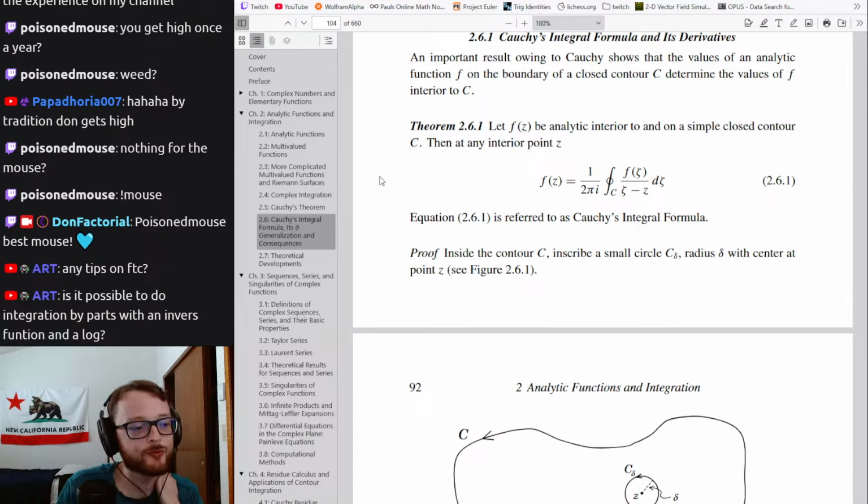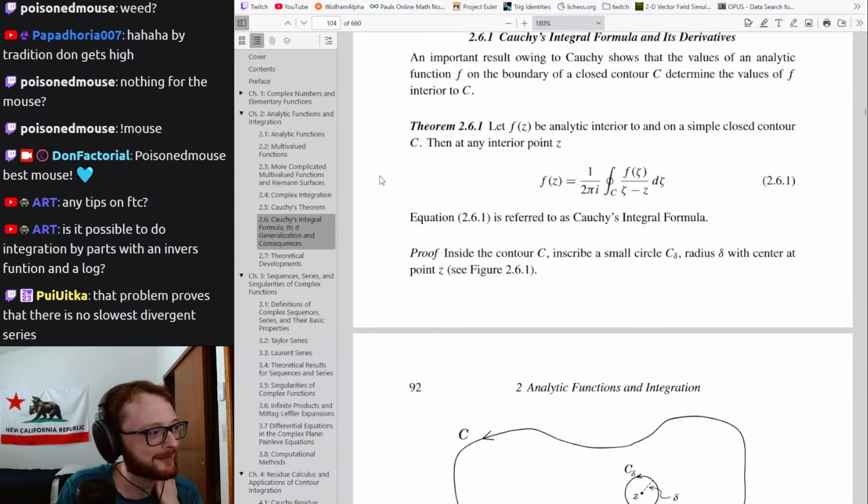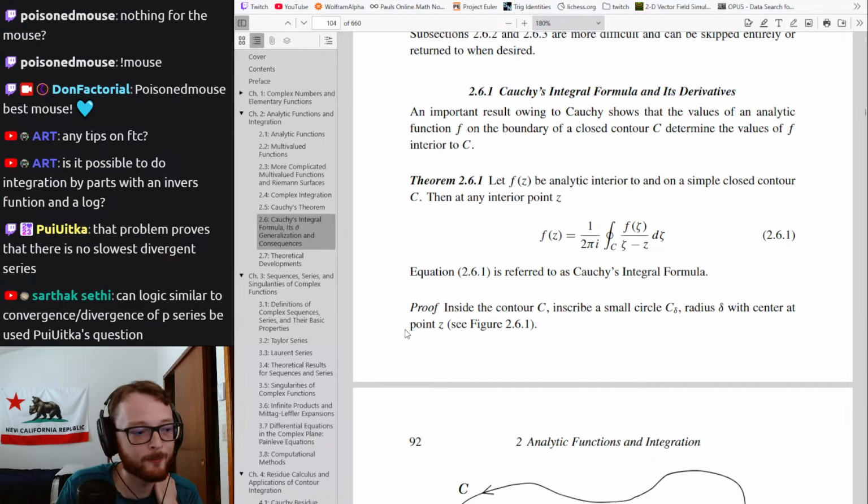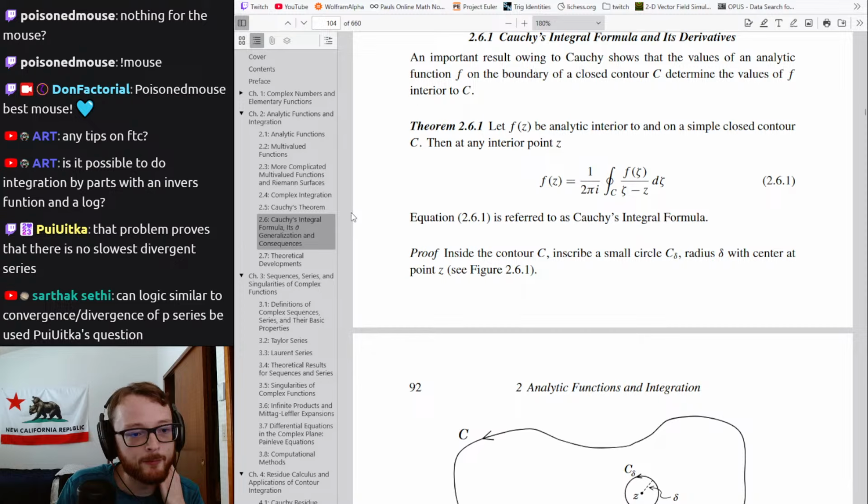With an inverse, I assume trig function and a log? Probably not. Not easily, at least. The problem proves there is no slowest divergent series. Oh, really? Yeah, I mean, if you actually want to discuss it more, I can try and Google something. I don't know where you'd even start with that. It's a little too deep for me. Maybe Sarthak? It does look like a p-series, but that's not enough for me to go off of, personally, at least.